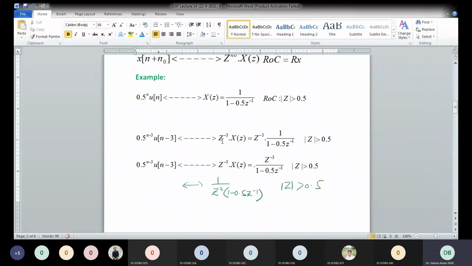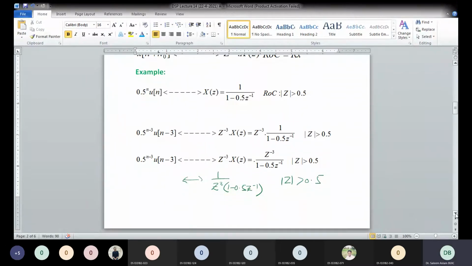X of z multiplied by z raised to power minus 3, because now we have n naught is equal to 3. So this is multiplied by z raised to power minus 3, right? So final expression would be z to the power minus 3 over 1 minus 0.5 z inverse. As I said earlier, ROC will remain same except addition or deletion of possible zeros at z is equal to 0 or z is equal to infinity. If we see this expression, this is similar, 1 over z cube times 1 minus 0.5 z inverse, z mod greater than 0.5. ठीक है बेटा, एग्जाम्पल क्लियर हुई है? Yes, sir. Yes, sir.